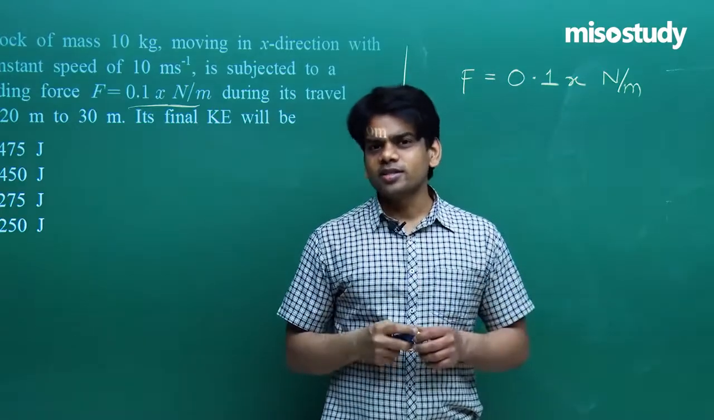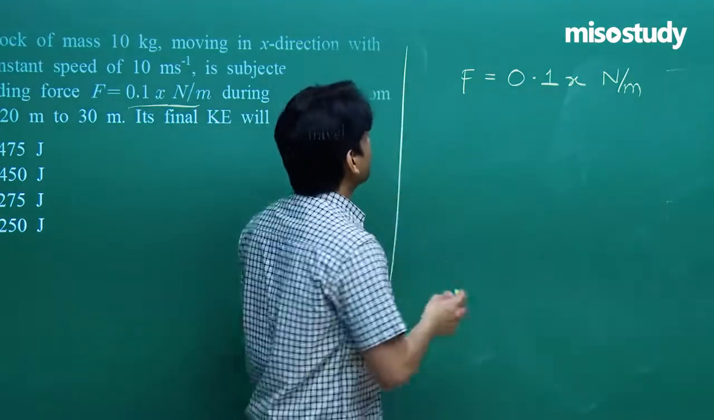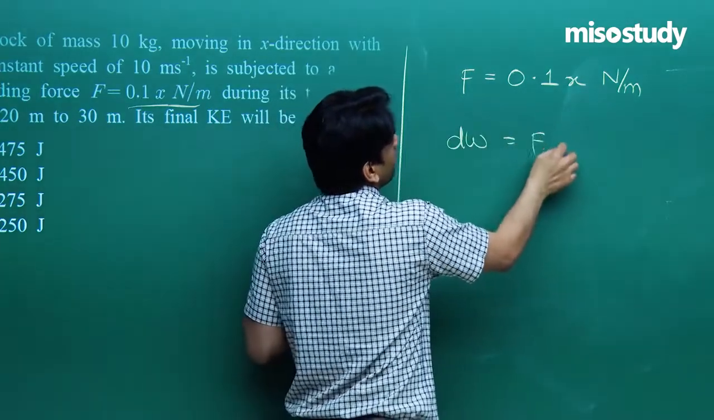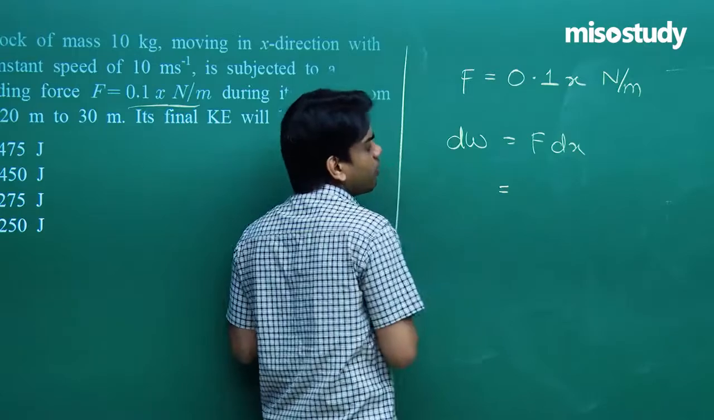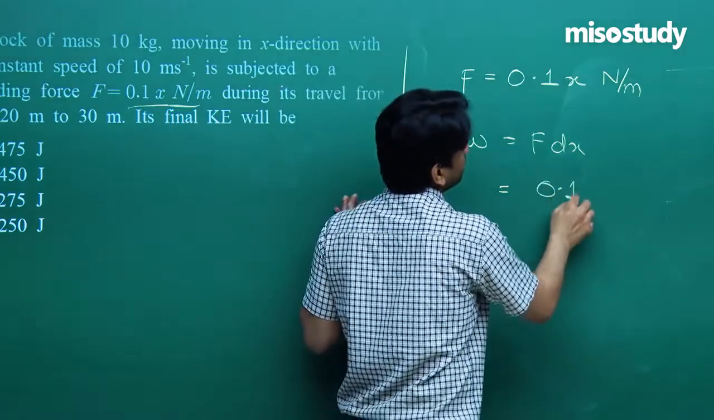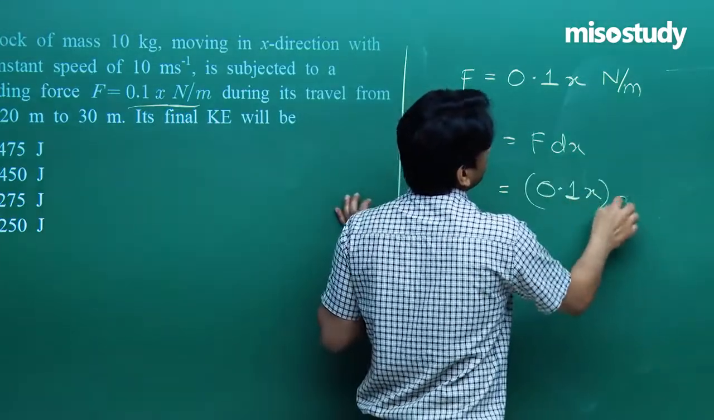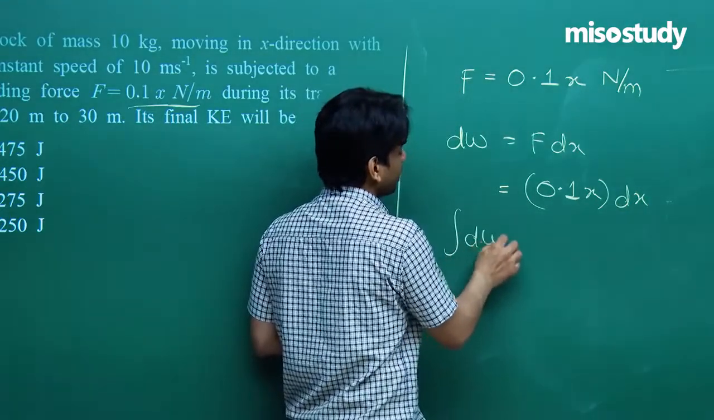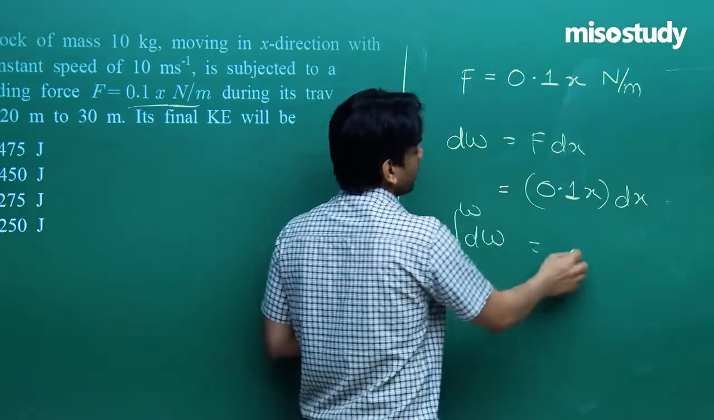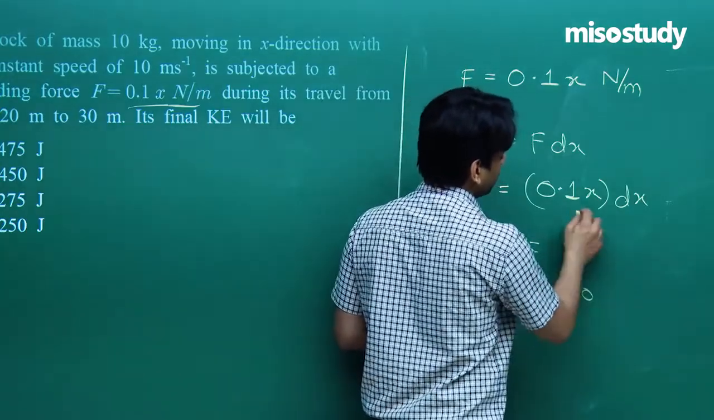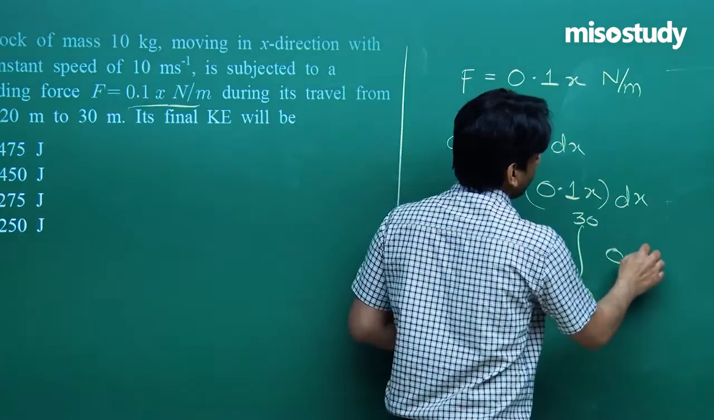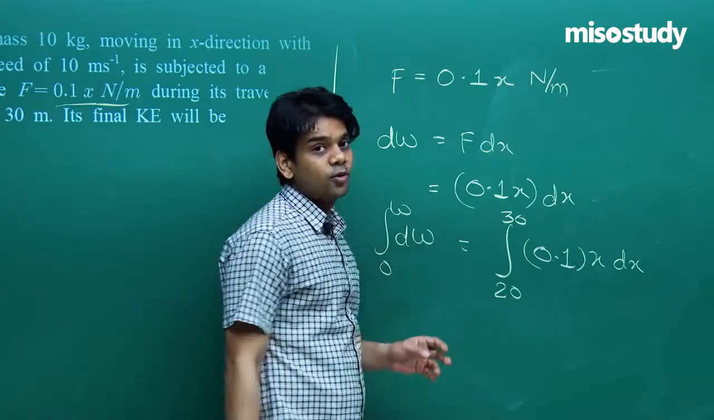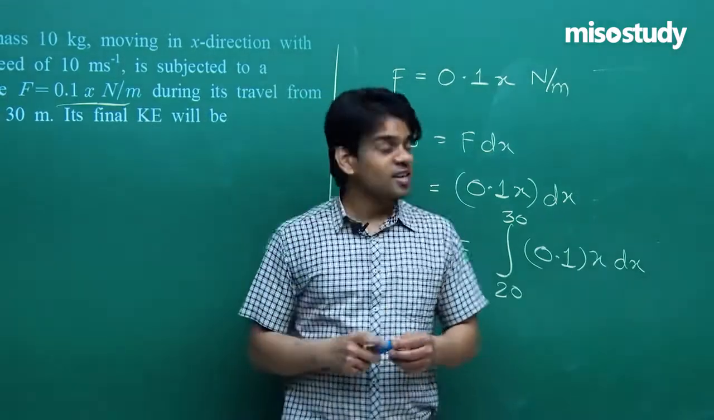Let's try to find out the amount of work done by this force. If I write dW is equal to F dx, with F as 0.1 x and dx here, and finally if I integrate dW from 0 to W, we have to integrate x from 20 to 30, 0.1 x dx. This is what we can do. You can see here the force equation is given as 0.1 x.